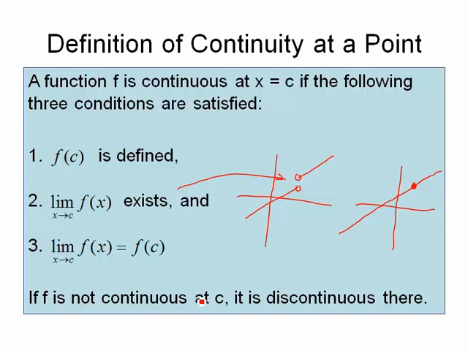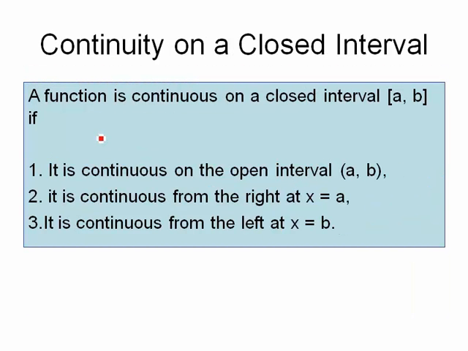This is all talking about a single point, but in reality what we're typically looking at is over a whole section of a graph, or over a closed interval. If a function is continuous on an interval from a to b, including the endpoints, that means it's continuous all along the interval. That means that I can draw it without lifting up my pencil. And it's continuous from the right on the left-hand side, and continuous from the left on the right-hand side. Let me illustrate what I mean by that.